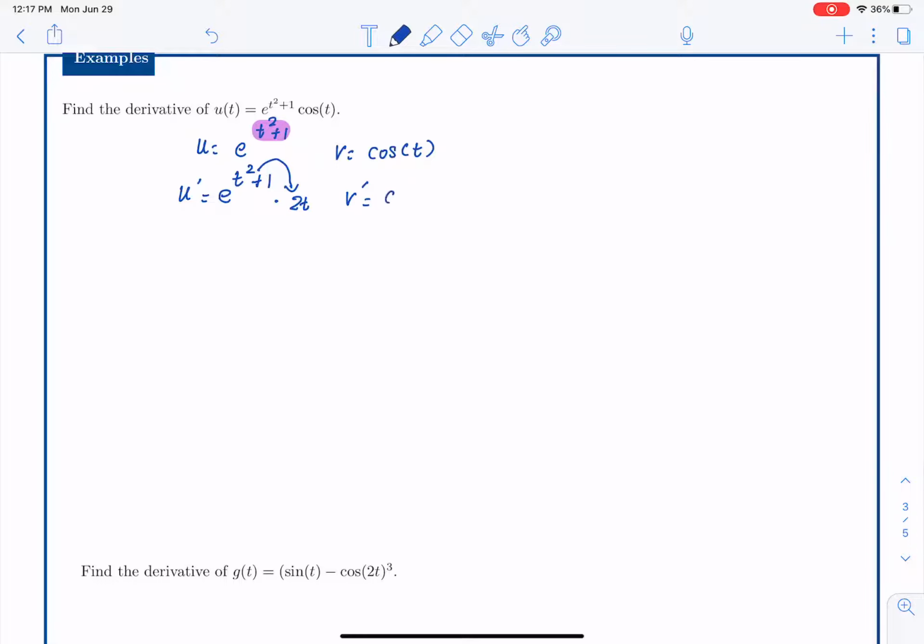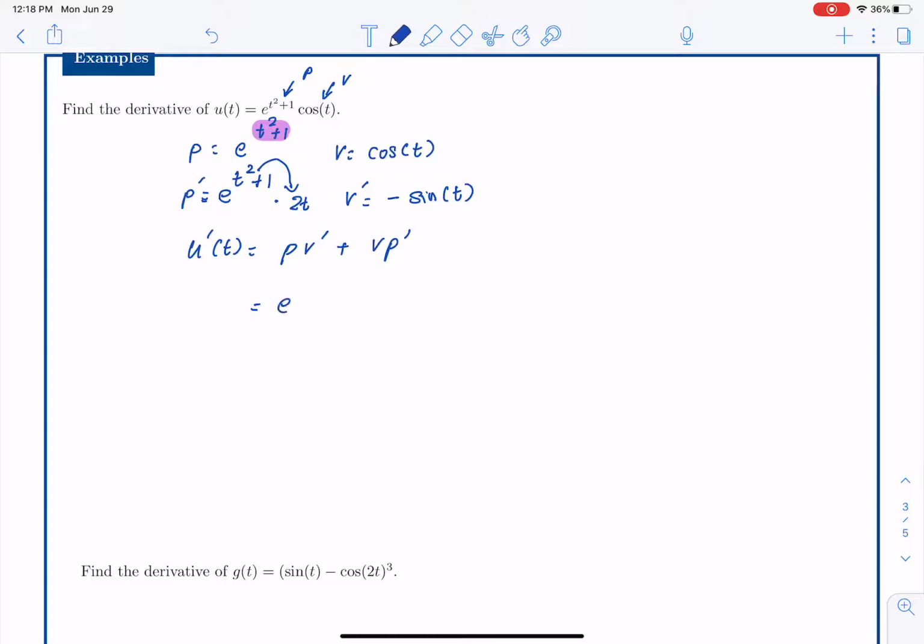V prime is the derivative of cosine of t, which is negative sine t. Now we could use, I don't want to call it u, because of confusion. I'll call it p and p prime. That is p, that is v. So u prime of t would equal p v prime plus v p prime.